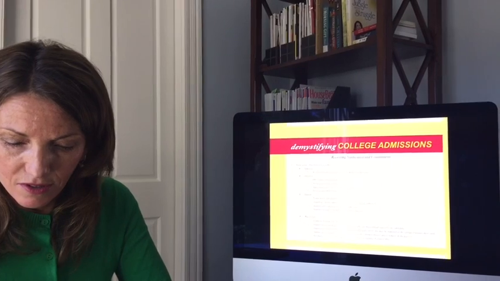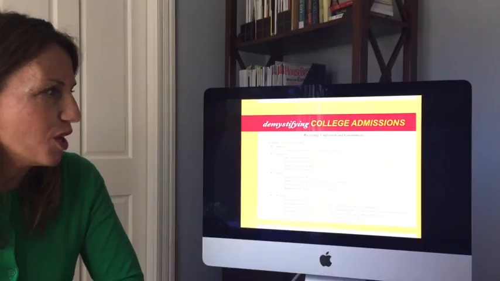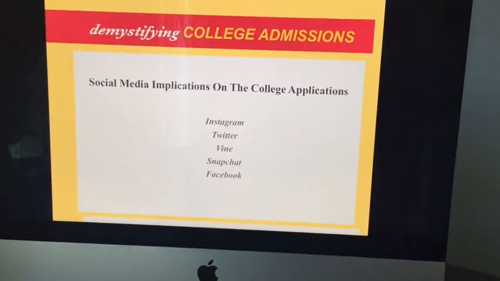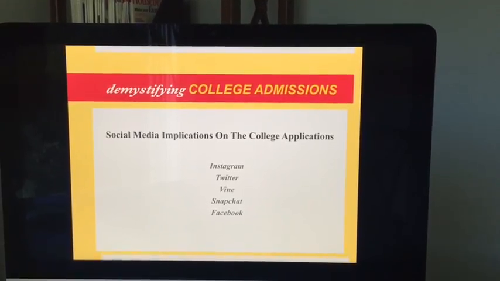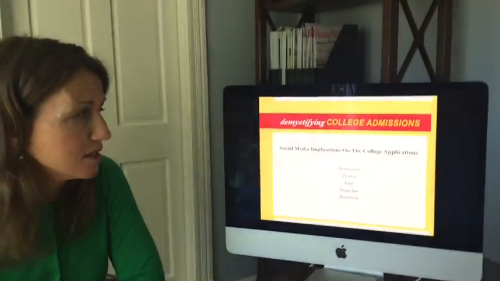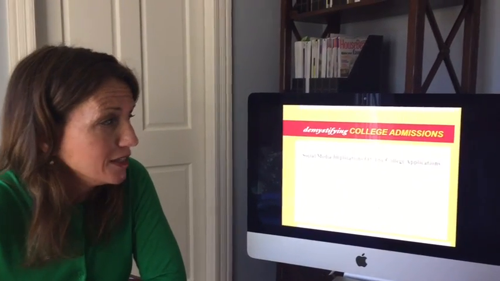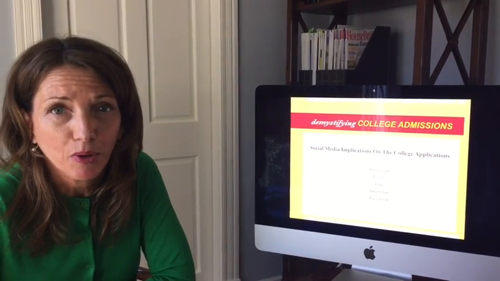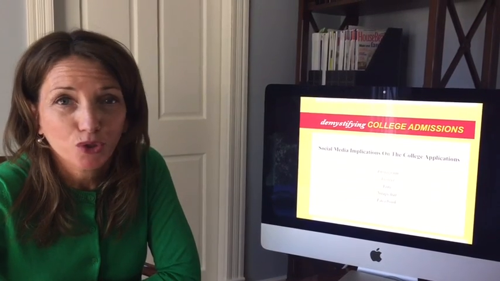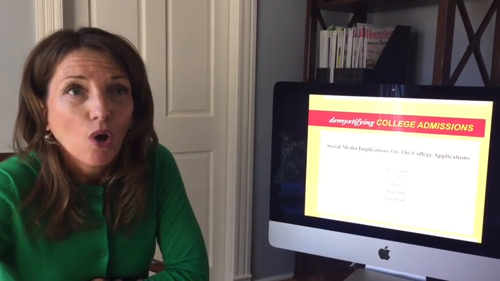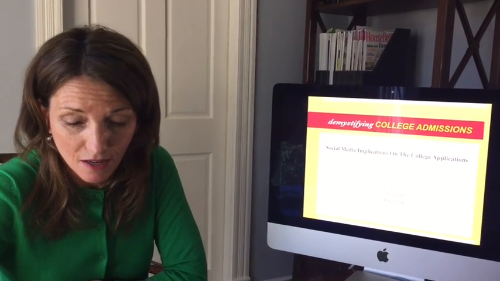A final note on the college application process includes a word of caution about social media. Can social media have an implication on the college application process? Yes. There are so many forms of social media out there, including Instagram, Twitter, Vine, Snapchat, and Facebook. Let's face it, all of our teens are going to be far more advanced in social media than we ever will be. What they often don't understand is when they post something, it's really there for the world to see.